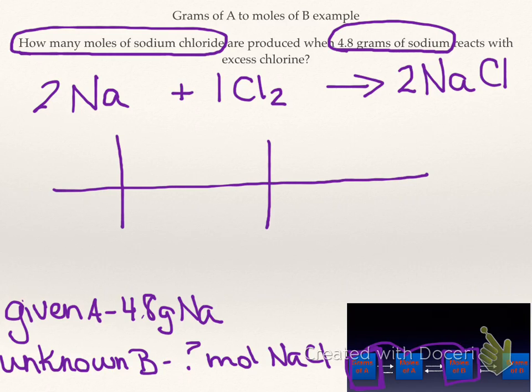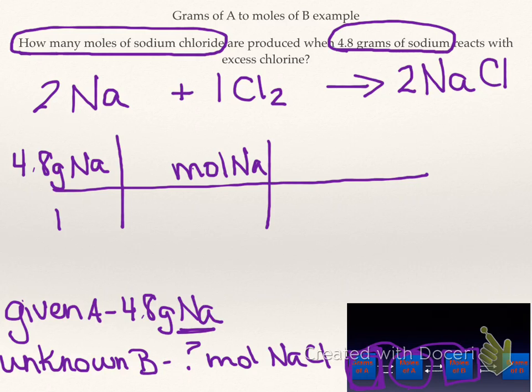There we go. We always start with our givens, so we start with 4.8 grams of sodium here in the top. Now we have to fill in our units. Always units first. Following the mole map helps us figure out our units. So we're starting with grams of A. In our next step, we need, what's our mole map say? Moles of A. So what is A? A is our given, so this is moles of sodium.